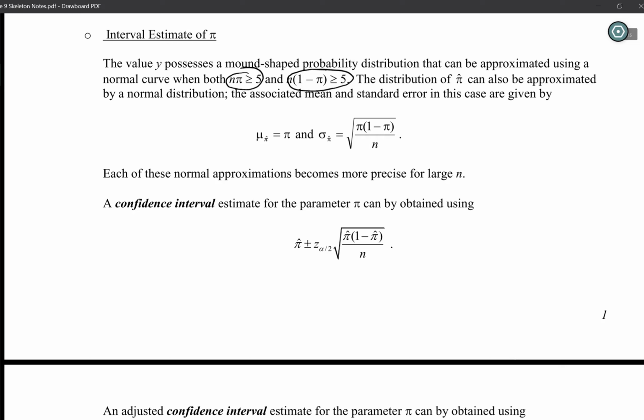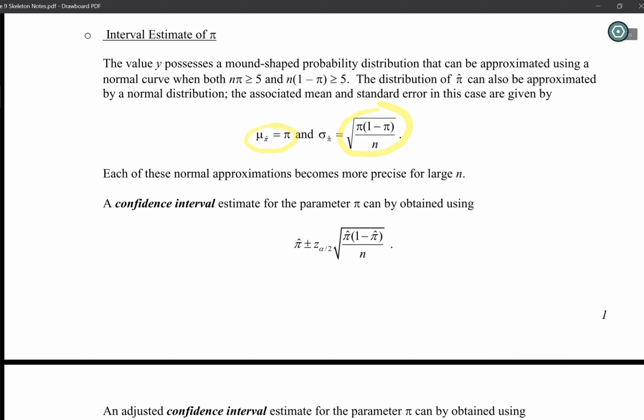With that in mind, we can take y over n, which is pi hat, and approximate it by the normal distribution as well, and its associated mean and standard deviation are given in these two formulas here. This is the mean of pi hat. It's saying the mean of pi hat is pi. That is, the average sample proportion is the population proportion. And the standard deviation of the sample proportion is given by this expression, the square root of pi times 1 minus pi over n.